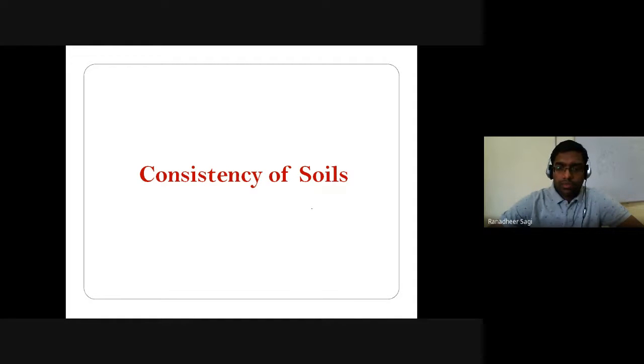In the last class, we were discussing how to determine the liquid limit value of the given fine grained soil, where we saw the Casagrande method by which we estimate the liquid limit value of the given fine grained soil.